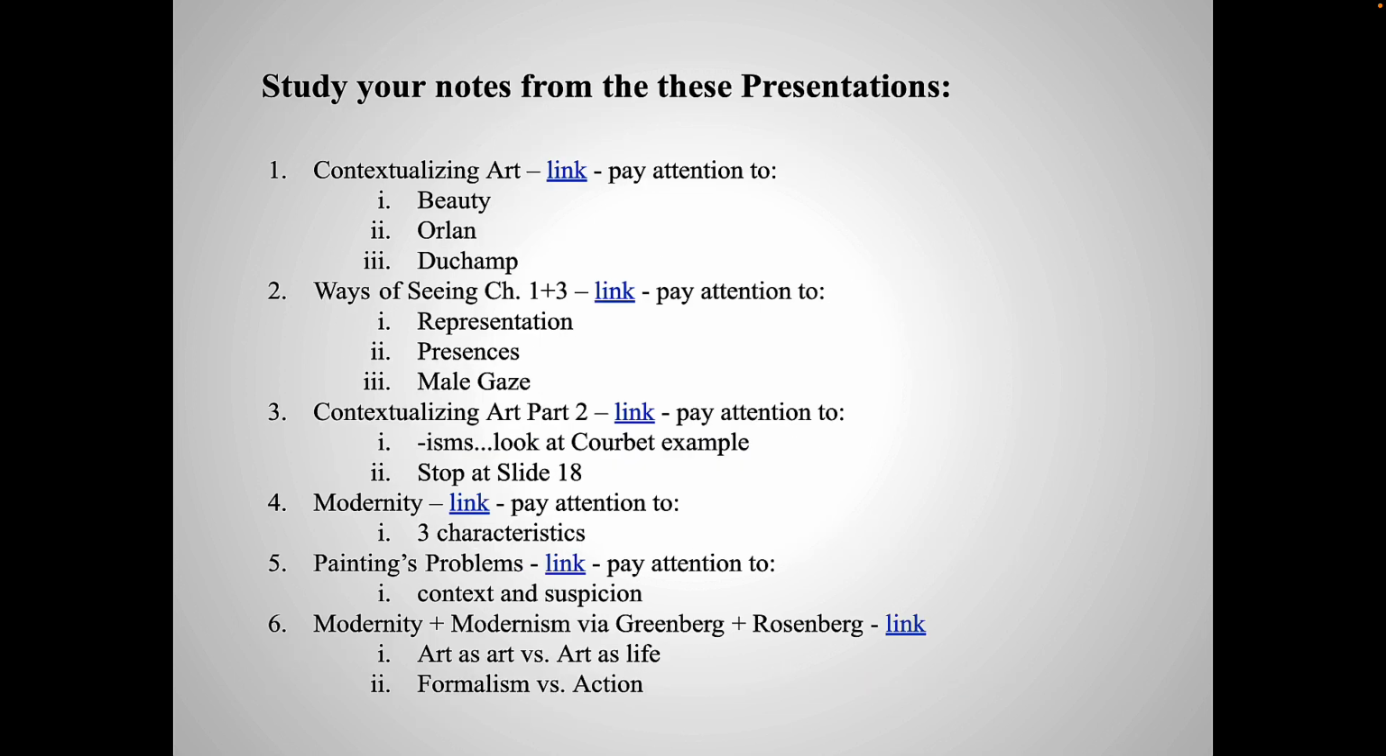Then we'll go over a bit of our contextualizing art, Ways of Seeing chapters 1 through 3, contextualizing art part 2, modernity, paintings, problems, and then I've decided to go ahead and hold off on this last mark here, modernity and modernism via Greenberg and Rosenberg.